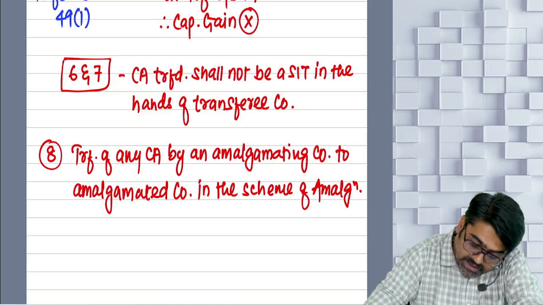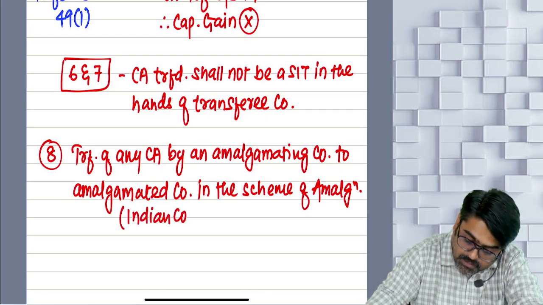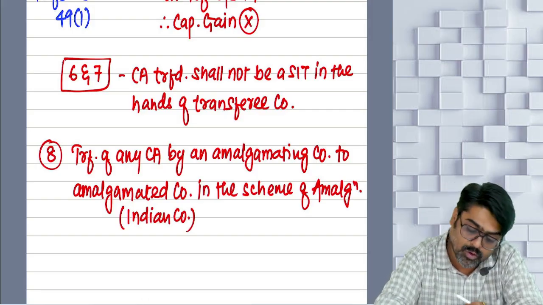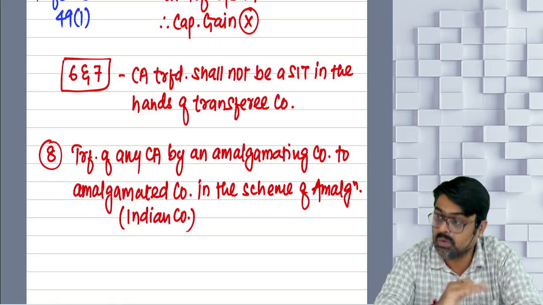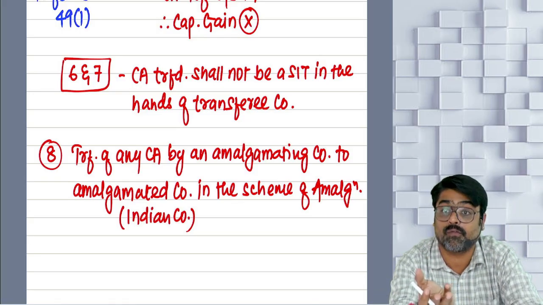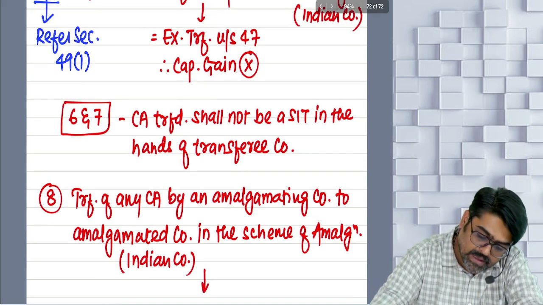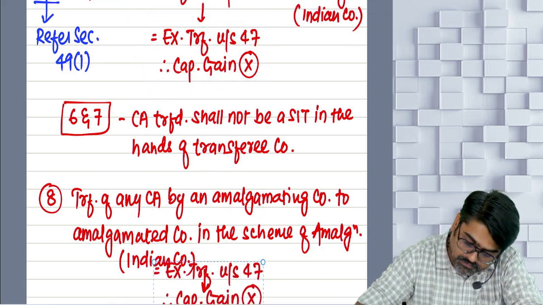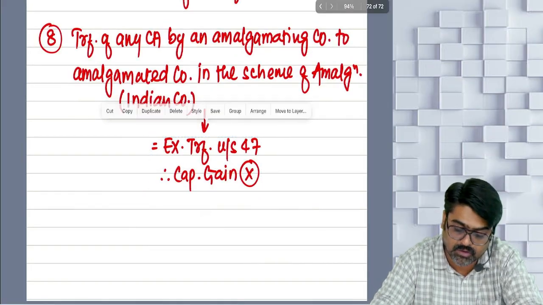But that amalgamated company should be an Indian company. The transferee company must be an Indian company. So any capital asset transferred by this amalgamating company to the amalgamated company in the scheme of amalgamation, sir, this transfer is also an exempt transfer and the capital gain will not be calculated in the hands of the amalgamating company. Yes or no?